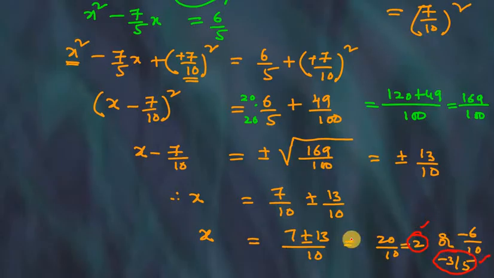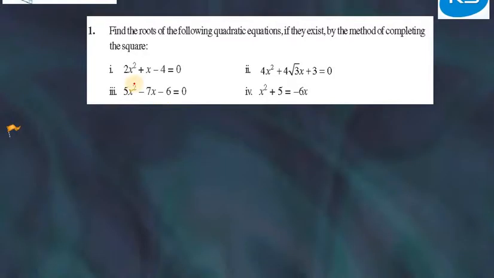So this is about the sum. Moving to the last sum. So x square, I am taking plus 5 to that side, this becomes minus 5, and I am taking minus 6x inside, so this becomes plus 6x is equal to minus 5.